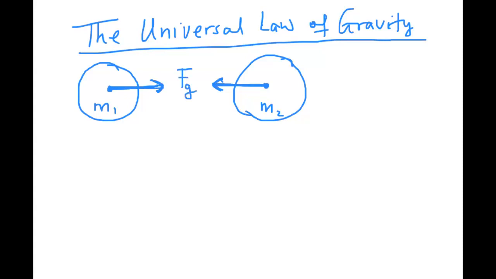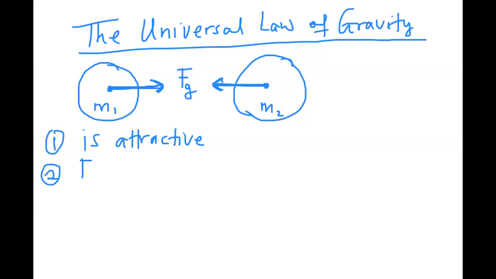Now, Sir Isaac Newton told us that this force of gravity, number one, is attractive. In other words, it does not have to do with repulsion. It's attractive. In other words, the masses will be attracted to each other. Point number two, Sir Isaac Newton tells us that the force of gravity or gravitational force is directly proportional to the product of the two masses.